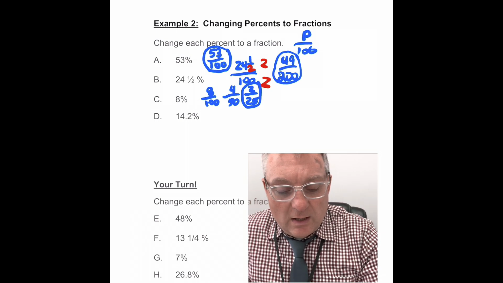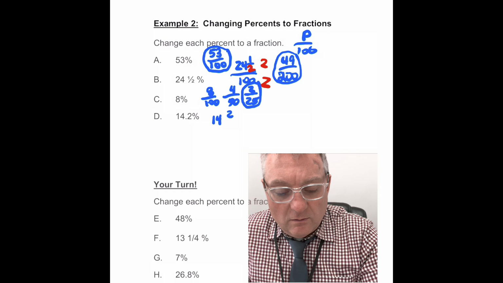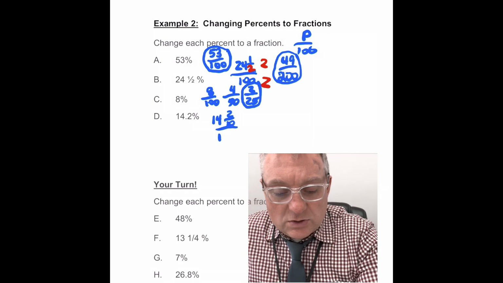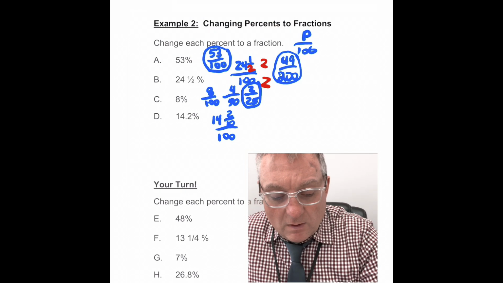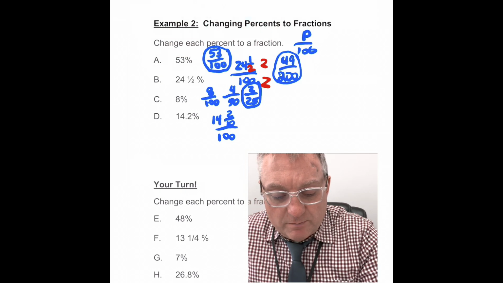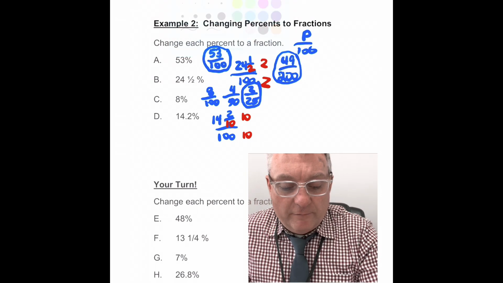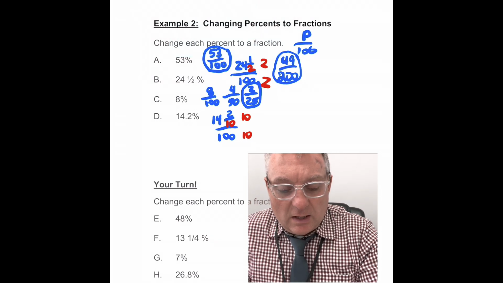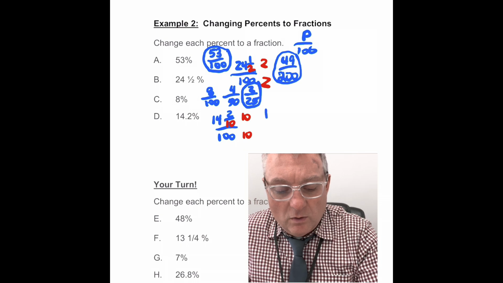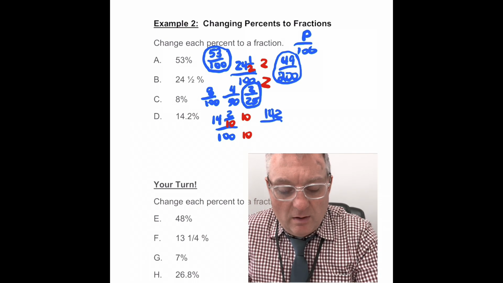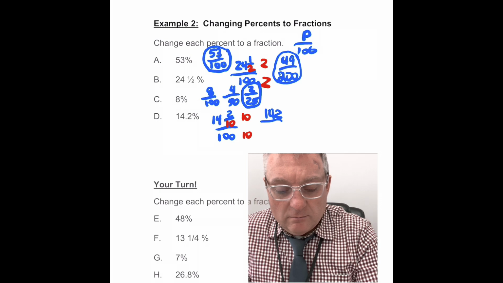The last one, we have 14.2. So that's 0.2, which is like 2/10. So just like on example B, I have a mixed number. The denominator of the fraction part is 10. So I'm going to multiply the top and the bottom by 10. So when I multiply 14 and 2/10 by 10, I get 142. When I multiply the 100 by 10 in the denominator, I get 1,000.